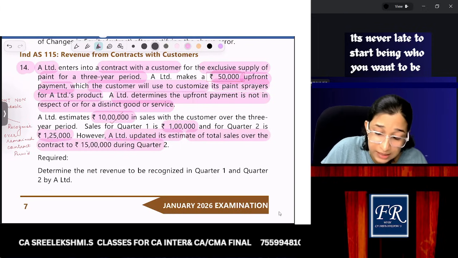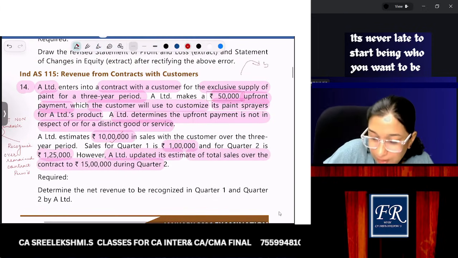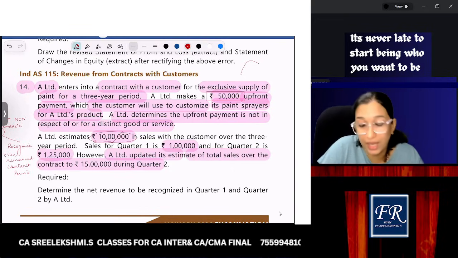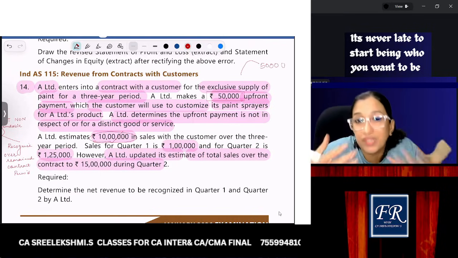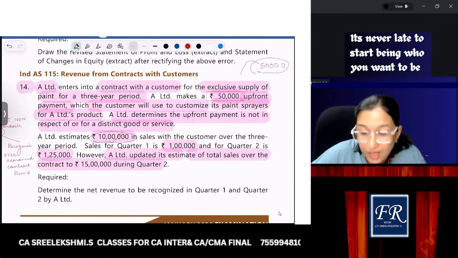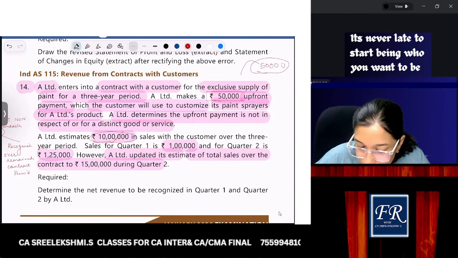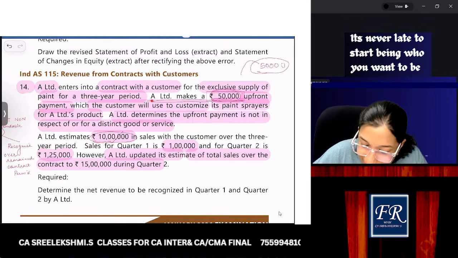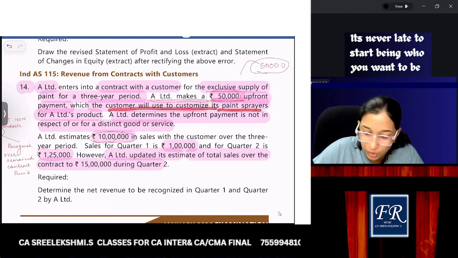Oh, here it is. A Limited made the payment. A Limited has given the payment. It's not upfront fees we received, it is upfront fees we have given. Consideration given to customer. We have given the upfront fees to the customer. A Limited paid 50,000, which the customer will use to customize. Okay, fine.